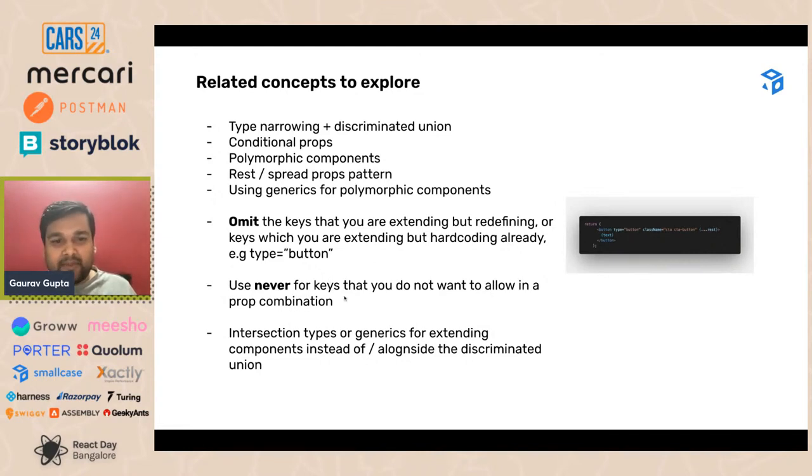Another thing that generally happens with conditional props is that you use never for keys that you do not want to allow in a prop combination. Never is again a concept which exists in TypeScript, which makes sure that if you try to pass in a value, you are not allowed to, which you will definitely face while you are working with conditional props. And then, I think I already discussed intersection types or generics for extending a component instead of or alongside the discriminated union, right? So these are some of the concepts that you can explore to understand more about these patterns.